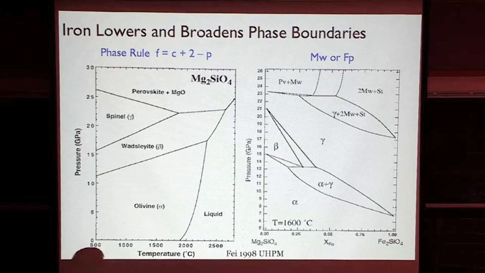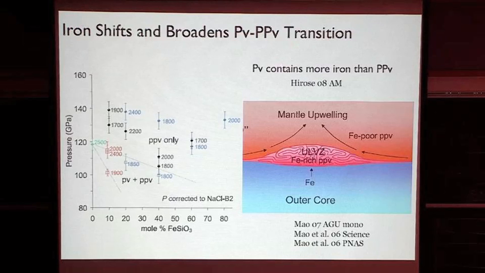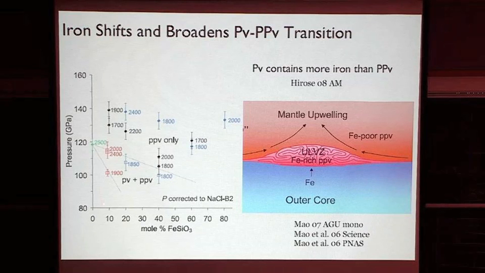And for the perovskite to post-perovskite transition, we say iron shifts and broadens the transition. Broadens, we know for sure, because of the phase rule, because you have one more degree of freedom, so you would have a phase loop like this. But whether this is going to make the phase transition happen at a higher pressure or lower pressure is controversial. This set of data by Wendy Mao et al. shows that when you add iron, this transition is going to occur at a lower pressure. It starts at a lower pressure and it goes through a range of pressure.